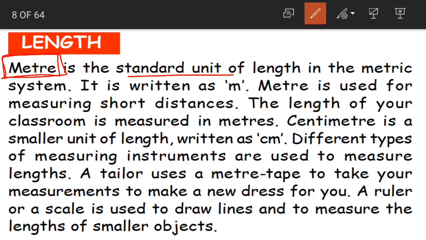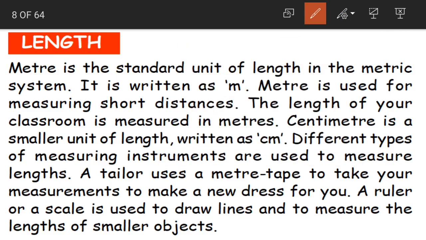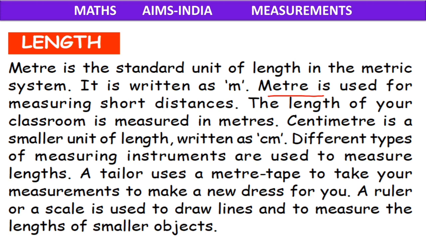And how is it written? It is written as m. Instead of writing 9 meters, instead of writing the whole word meter, I can simply write it as 9m. 9m simply means 9 meters. M here stands for our standard unit of length, that is meters. Now when is this meter used? Meter is used for measuring short distances. The length of your classroom is measured in meters.